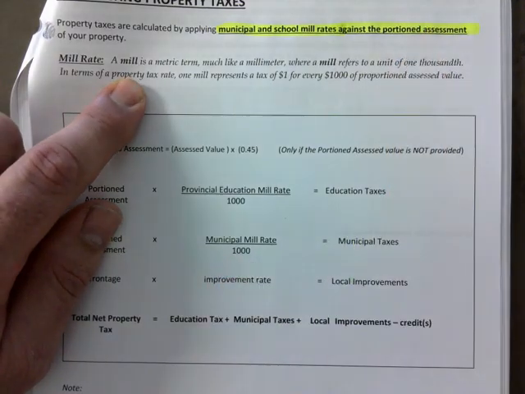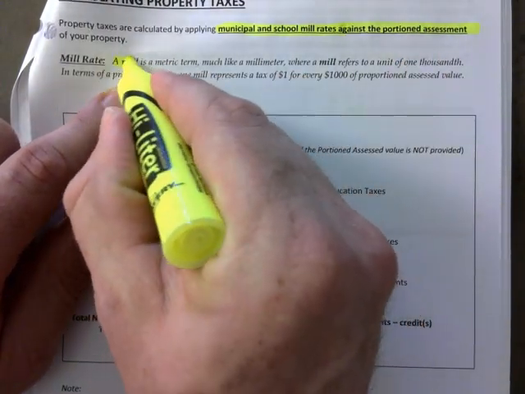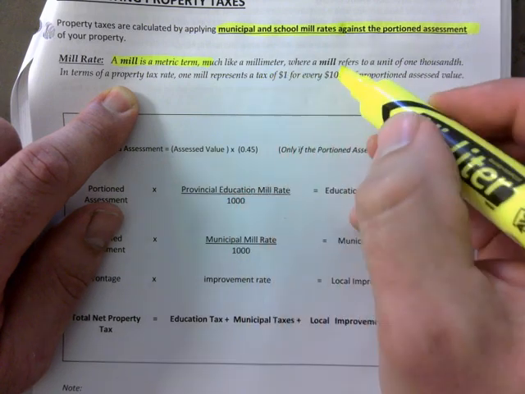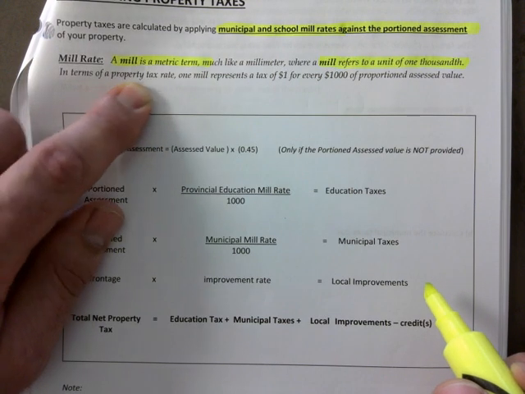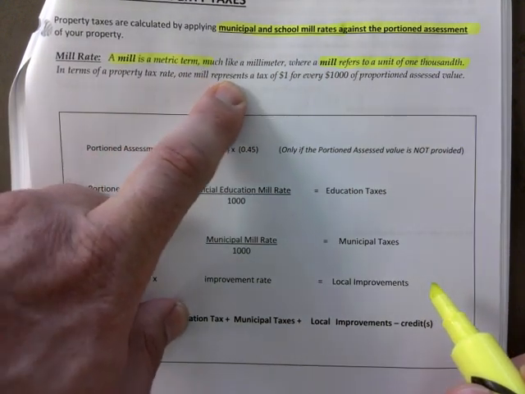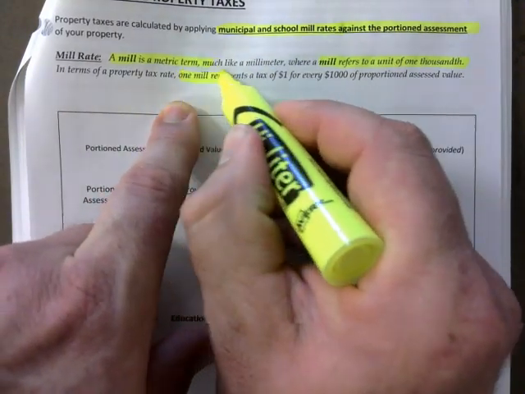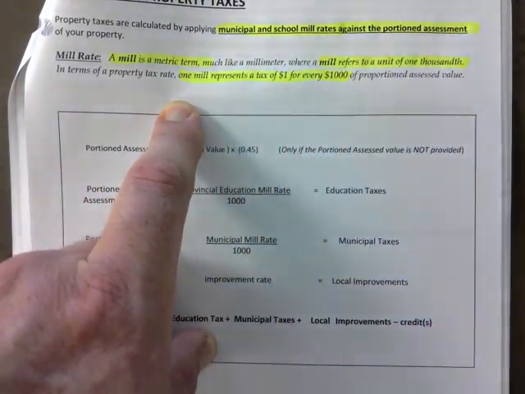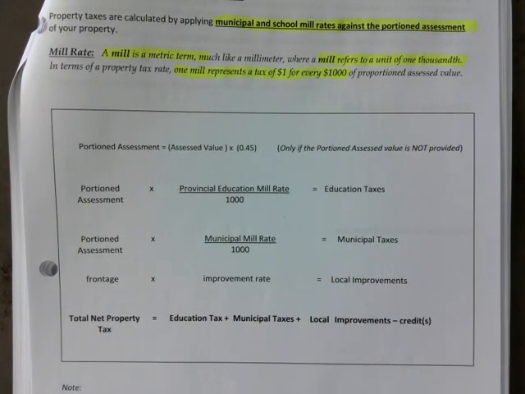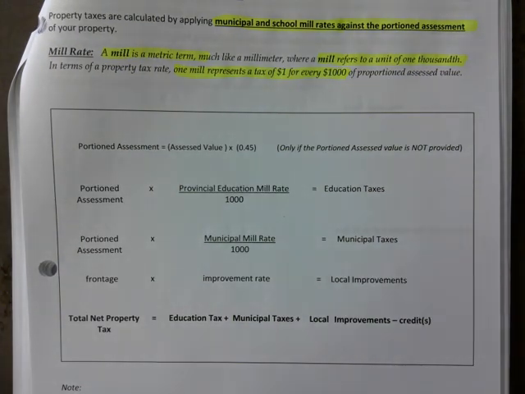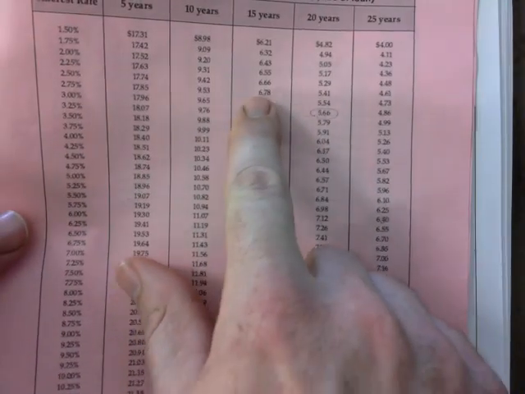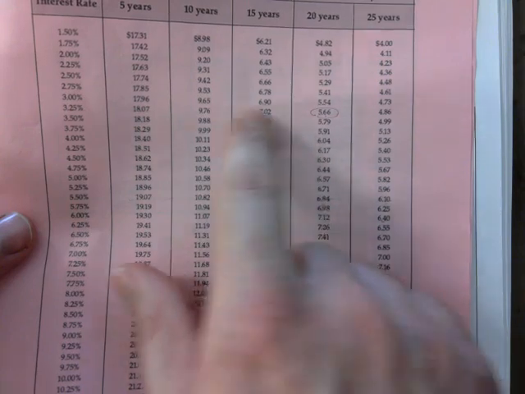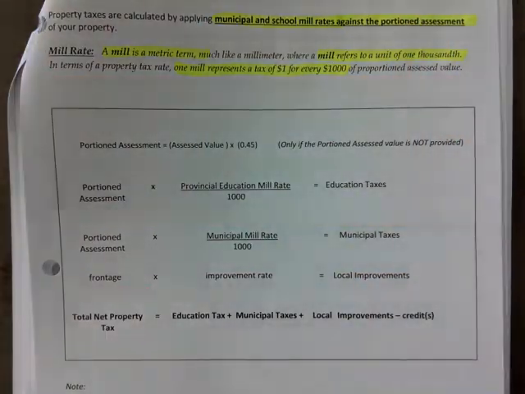What is a mill rate? A mill rate is like a metric term, much like a millimeter. Mill refers to the unit of 1,000th, right? In terms of property tax rate, 1 mill represents $1 out of 1,000 of portioned assessed value. And technically, when we were doing these ones here, guys, we don't call them mill rates, but they were technically mill rates. When you do your mortgage, these are all numbers per $1,000 of loan, right? So nothing really changes there.